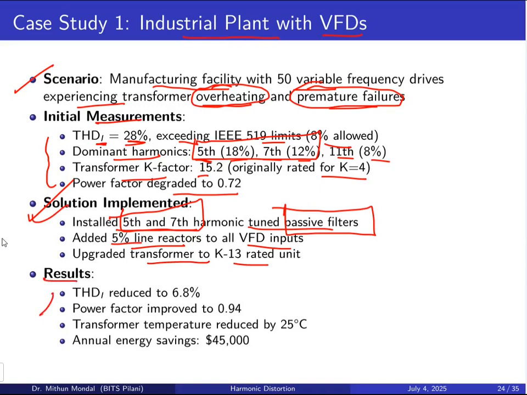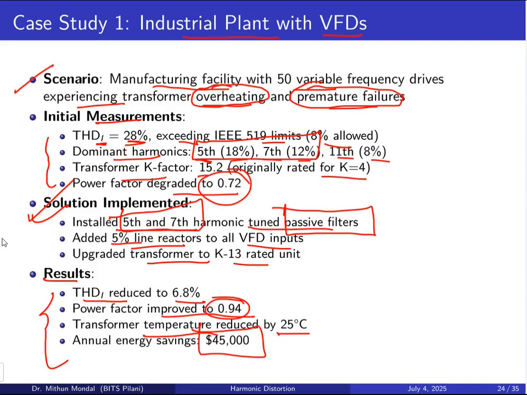So what is the result? We got it. The THD level is reduced to 6.8%. Power factor is improved to 0.94. So initially the power factor was 0.72. Now the power factor has come to 0.94. So power factor improvement is there. Transformer temperature is reduced by 25 degrees centigrade, and you have a good amount of annual energy saving around $45,000. So this is again annually.